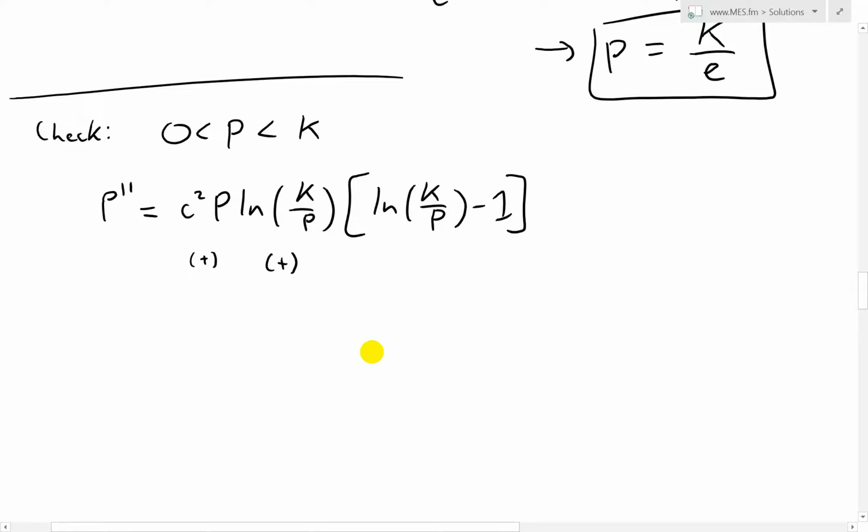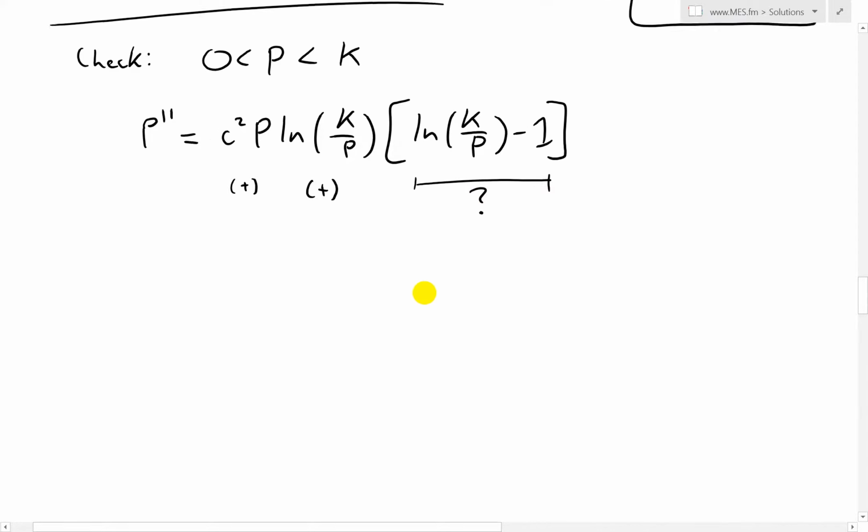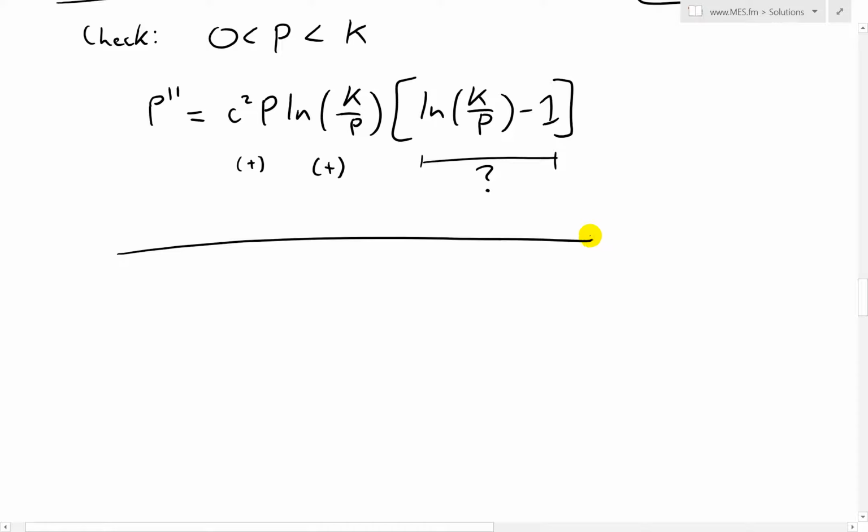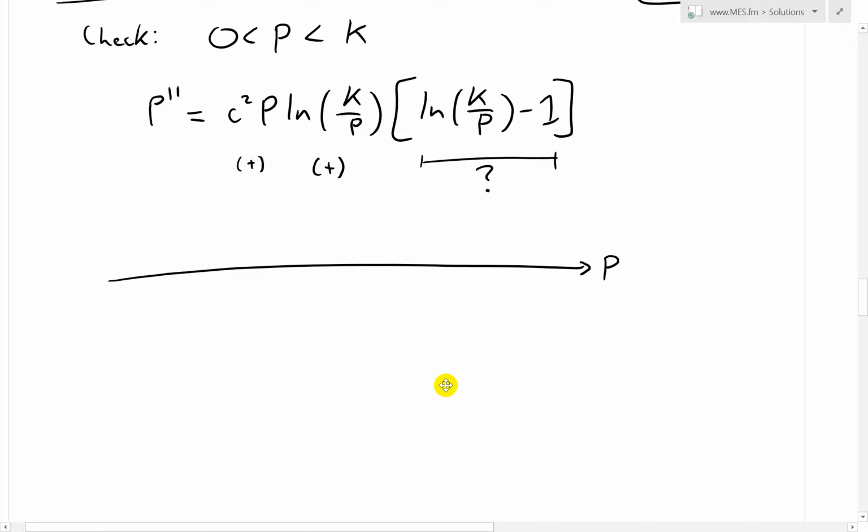And then this last factor is the only thing that can change. Just because ln K over P is greater than 0 does not mean that it is greater than 1. So this one we don't know, and that's where we look at the first derivative test. So let's look at that same graph, on the same axis, and we'll write P.